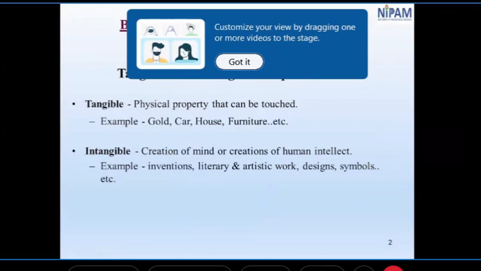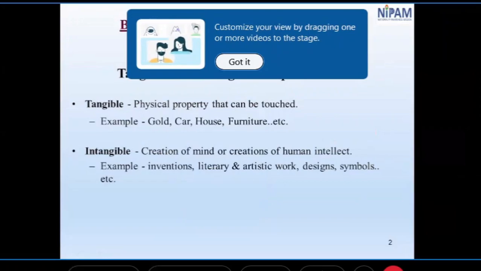Whenever in our day-to-day world we say something about property, normally what we feel is that property is some kind of physical property. If someone asks you what property you have, normally people will answer, I have a four-wheeler, I have land, I have a car. These properties we talk about in our day-to-day life are known as physical property. But there are some kinds of properties that are intangible, that means we cannot touch and feel them, but those properties are more valuable as compared to physical properties, and those are known as intellectual properties.